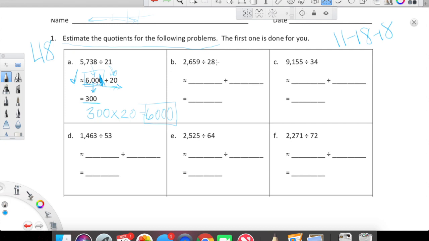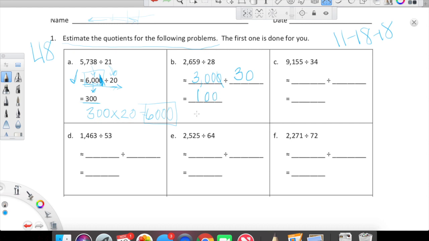Okay, so let's take a look at this, you guys. 2,659 divided by 28. I'm going to round 28 to 30, and then I'm going to round this to 3,000, because I can do this really easily in my head. Let's think about 3 divided by 3, which is 1. There's 1 zero here, so we're going to shift one place value to the right, which means 1 zero is going to shift into the tenths place value, and we'll be left with 1 and 2 zeros.